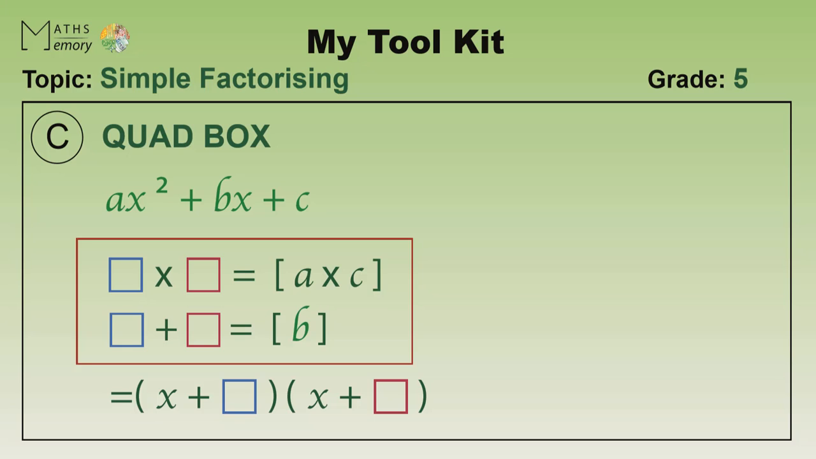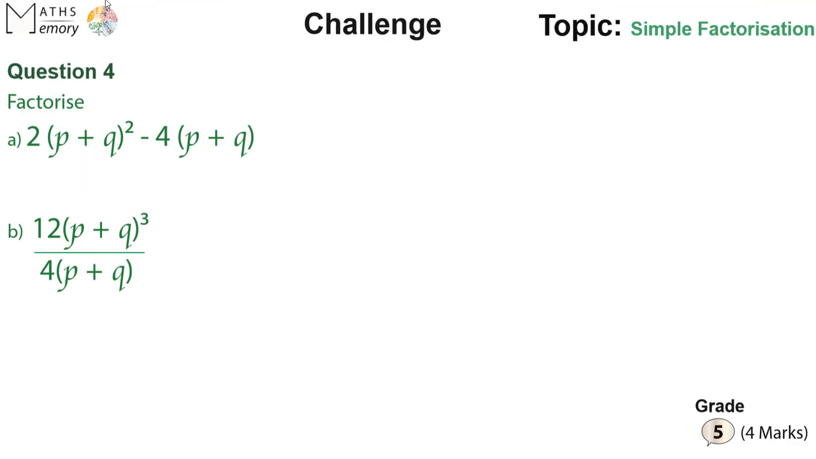This is the toolkit section C, the quad box, which is used quite often. So make sure, again, you understand the quad box. This is the basic quad box we're talking about in this video over here. So pause this slide and write this down. Question 4, challenge. So press pause, write part A and B down, and press play when you are ready.